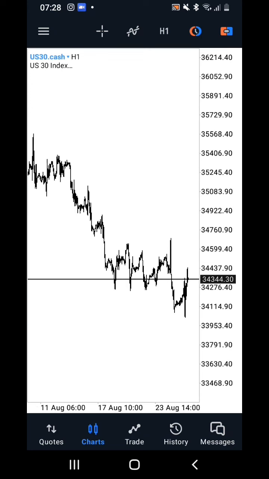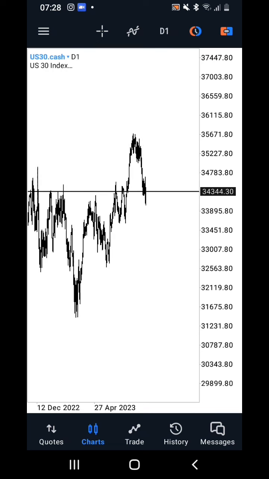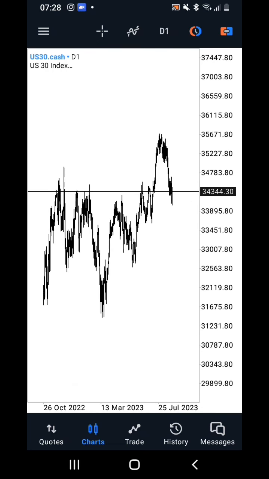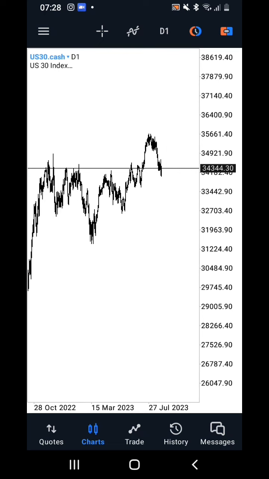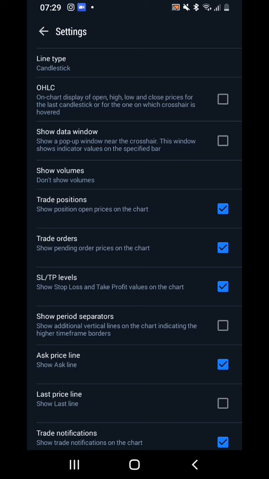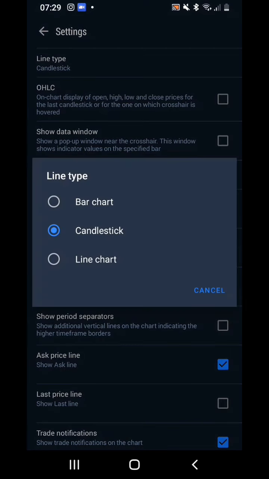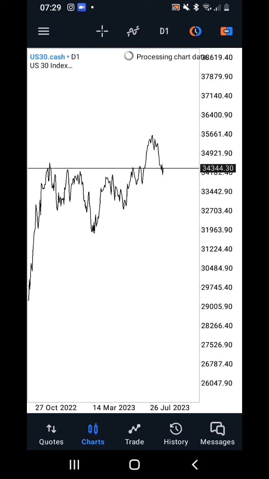Within the higher time frame, I normally prefer to do this on the daily chart. I'll have to switch my chart settings to line chart, from candlestick to line chart. Once you have done that, you'll be able to visualize all the highs and lows with less noise and no wicks, which is a key factor in technical analysis. That's why we have that line chart option there.